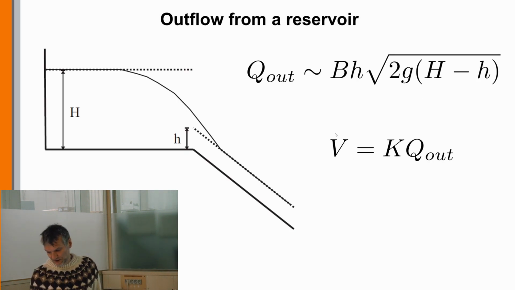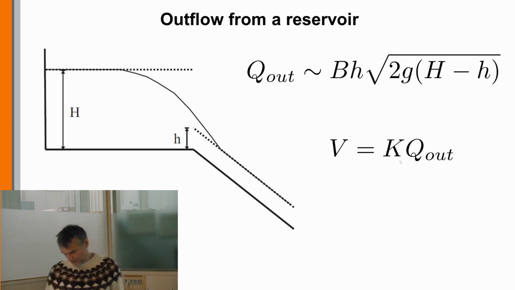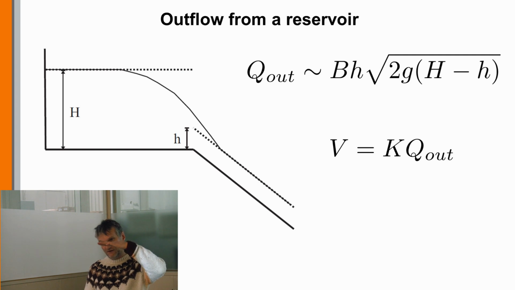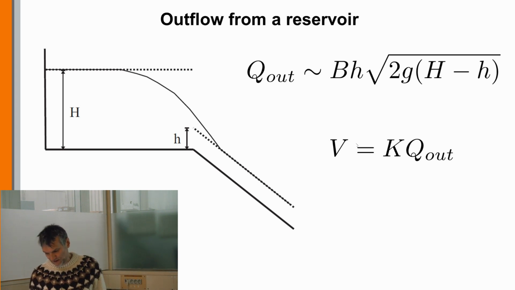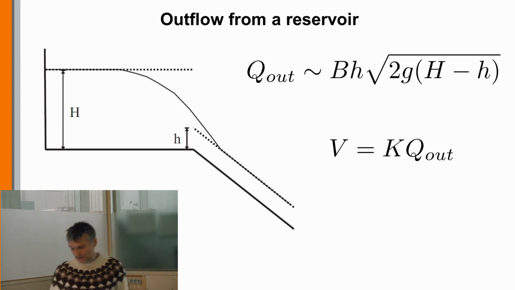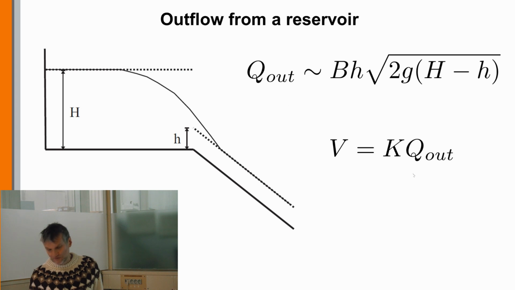The idea is to replace the volume of a river compartment by the outgoing discharge times a constant, or times a parameter. So the volume of a part of the river can be calculated from its outgoing discharge. And this, of course, is a huge simplification. When you look at the papers, they always say it comes from the outflow from a reservoir. Even for a reservoir, this is not correct.